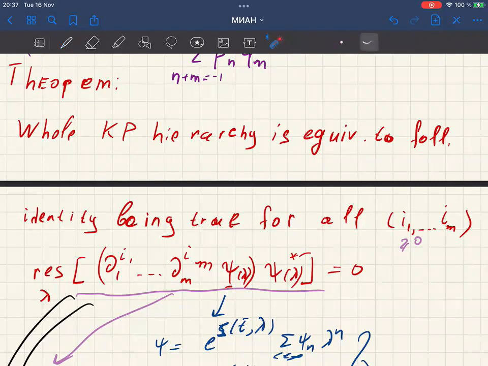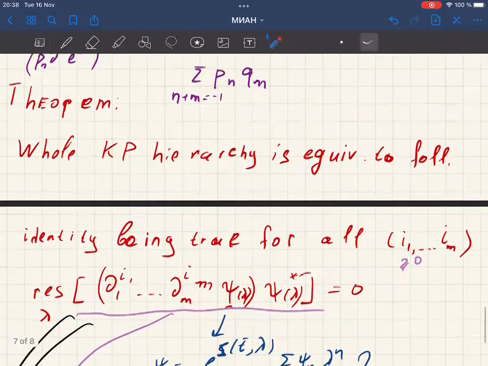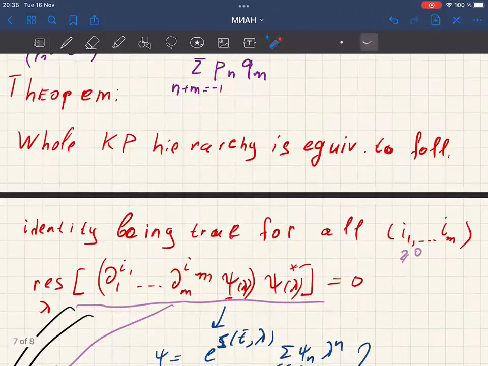Vadim, so first, it must be proved that such a function exists. Yes. What do you call this Baker-Akhiezer function? It is uniquely defined, and so you have to prove that. Well, it's not uniquely defined. We could multiply it by something from the right, I guess. Okay, up to a constant, it's uniquely defined.